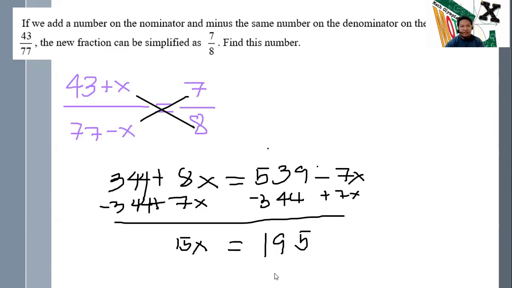Any question and clarification for that one, everyone? Are we clear so far with this, before we move forward to our next one? So the correct answer should be 13.